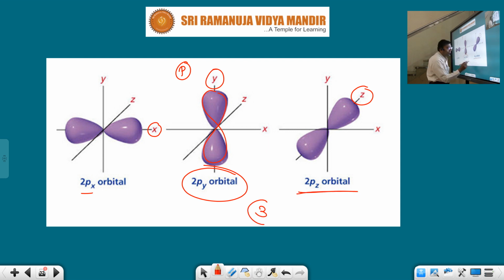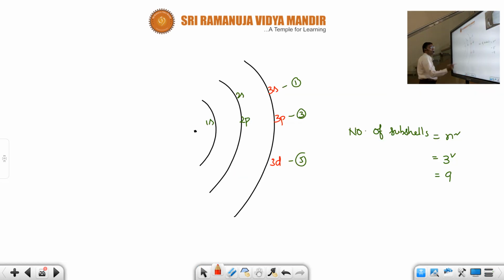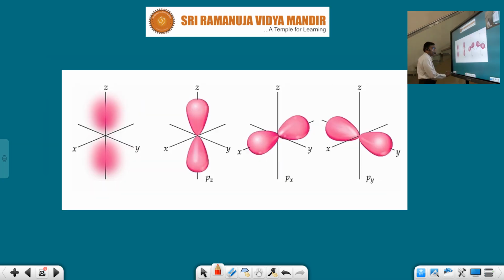How many p orbitals are there in total? 3 are there. That's what I have written here. Next, d orbitals, how many are there? 5. So I am going to show that 5 for you. Have a look. So this is one s orbital and 3 p orbitals.